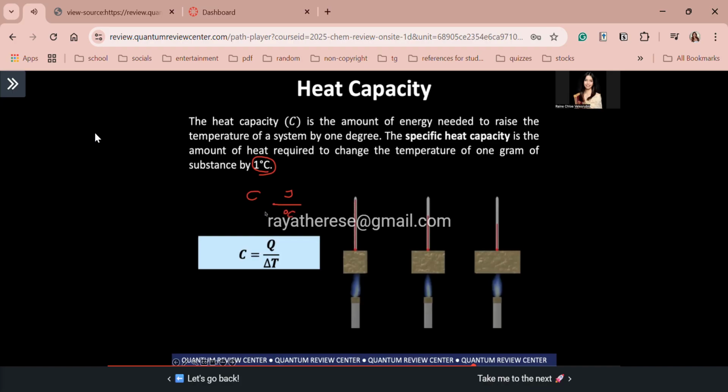Okay? So, both enthalpy, guys, and heat capacity, they're actually dependent on temperature. Since habang nag-absorb ng heat ang system, the molecules tend to move faster. And this increases the kinetic energy and the temperature of the system. Okay?